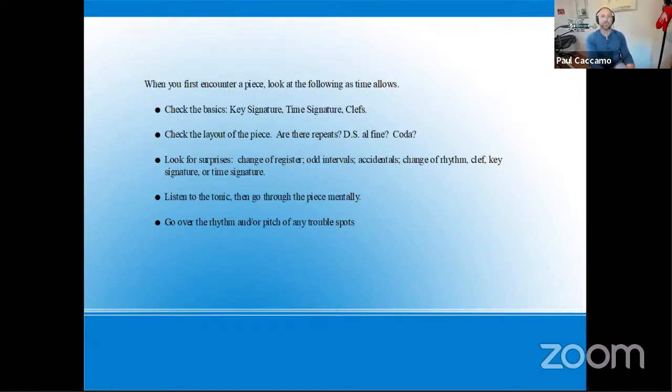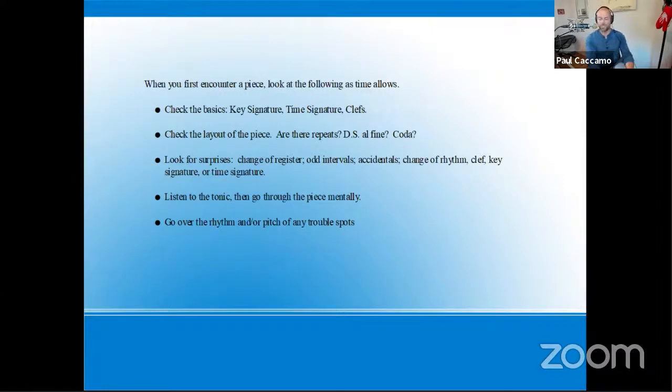Check the layout of the piece. Are there any repeats? Is there a D.S.? Is there a coda? And then are there surprises? Big jumps in register, weird intervals like an augmented octave. That's something that you would probably want to check in on before you tried singing the piece. Any accidentals, changes of rhythm, clef, key signature, all that you can see written here.